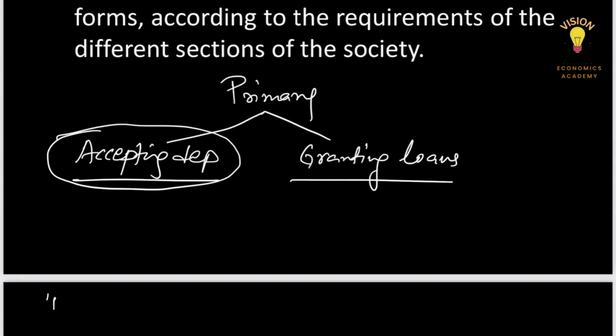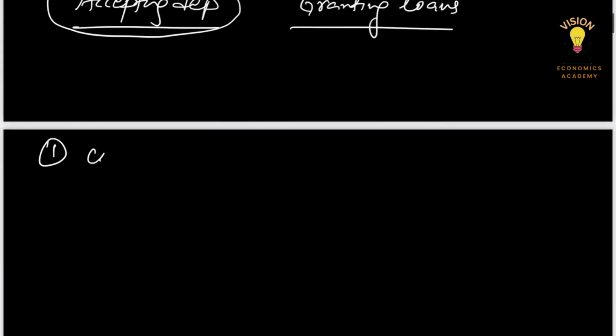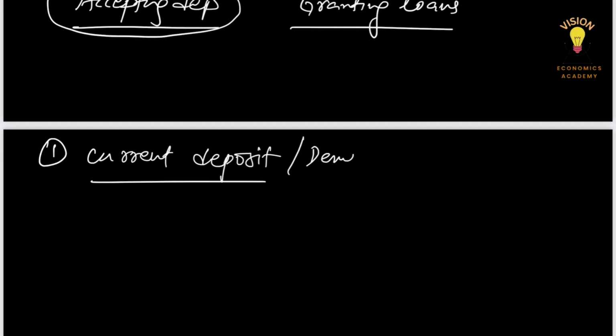Now, deposits are accepted by banks in various forms. It can be in the form of current deposits, which is mostly used by businessmen, and it has no limitations or restrictions on the number of times they can withdraw. It's repayable by the bank on demand. It's also called demand deposits, right?